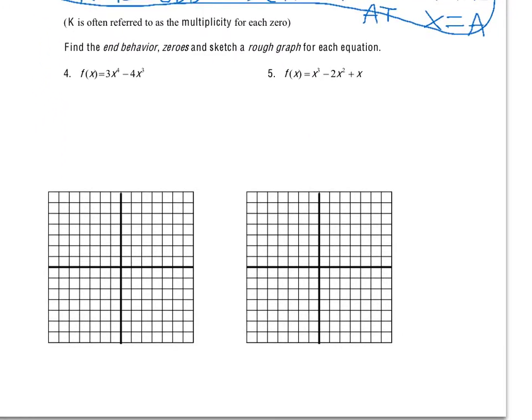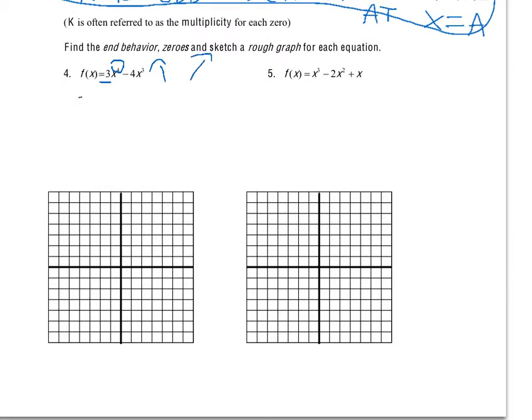All right, we're going to do everything: end behavior, zeros, and see if there's a bounce or if it goes straight through. This is not factored out, but it makes it easier to get the end behavior. Degree is 4, leading coefficient's 3, so it's going to look like a normal parabola. That's our end behavior. They both go up left and right.